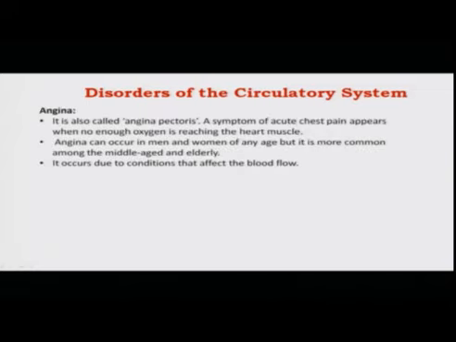Now, the other disorder that you might have heard of in the circulatory system is known as angina, or heart pain. This is called angina pectoris. It is an acute symptom of chest pain that appears when there is not enough oxygen supply reaching the heart muscle. So, this can happen to anybody at any age, but usually happens in elderly and middle aged patients, and it occurs due to the occlusion of blood flow, the cause of which can be the previous one that I talked about, the coronary artery disease.